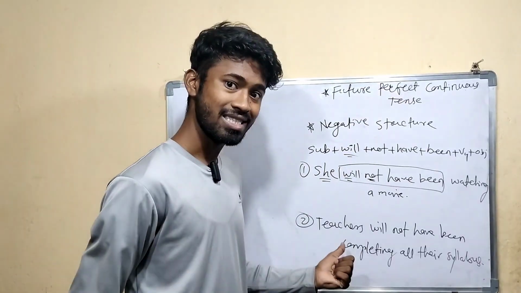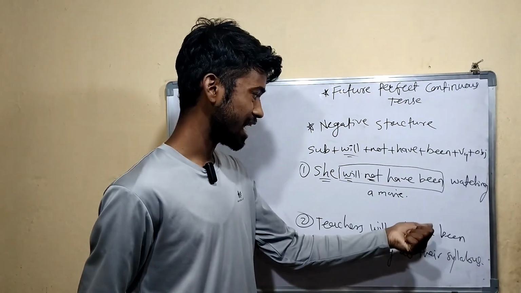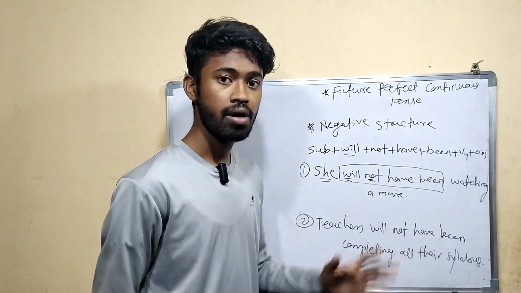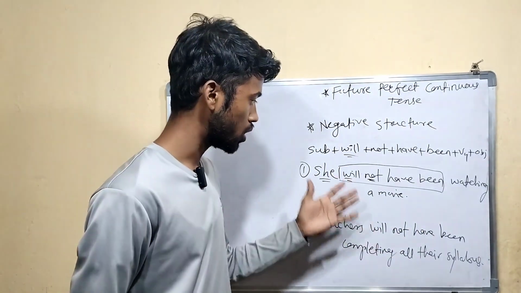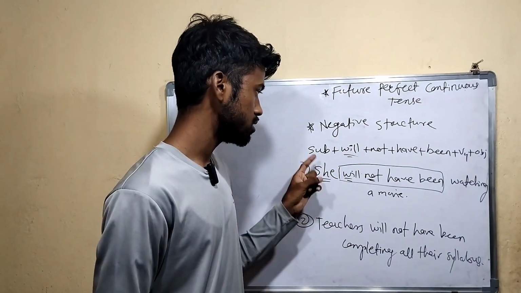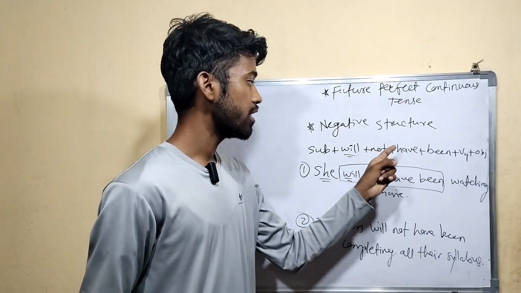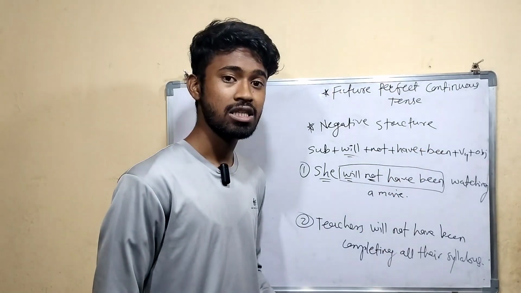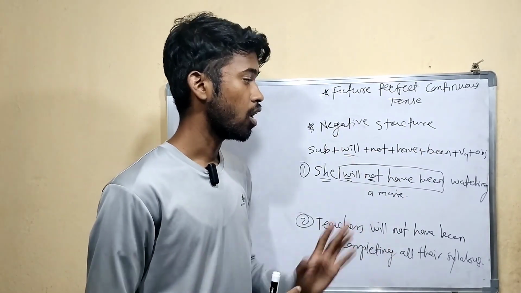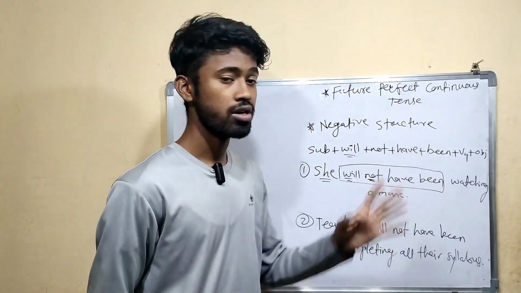So teachers is the subject here. After that will. After that not. Next have been, a fourth form of verb, and the remaining part is object. So you got two examples here. So easily you can match with the structure. First subject, next will not. After that have been, and next fourth form of verb and object. So this is the negative structure in the future perfect continuous tense.